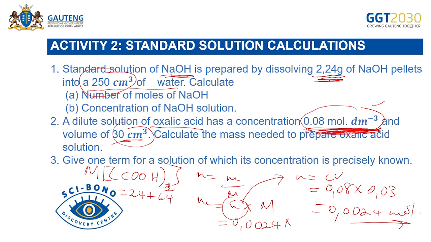And then hydrogen, it's 1 times 2, which is 2. So I'm having 64 plus 2, which is 66, then 66 plus 24, which is 90. So I'm having 90 grams per mole. That is the molar mass of oxalic acid.